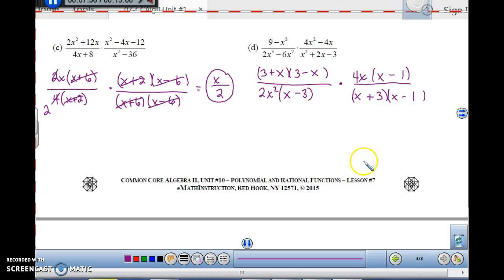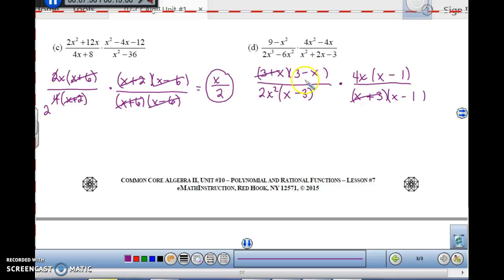Now factor, factor, factor, factor, cancel, cancel, cancel, cancel. 3 plus x and x plus 3, are they the same? Yes, they are. By the commutative property, they are. So if I rearrange this as just x plus 3, it would be exactly the same. So this is going to cancel this.